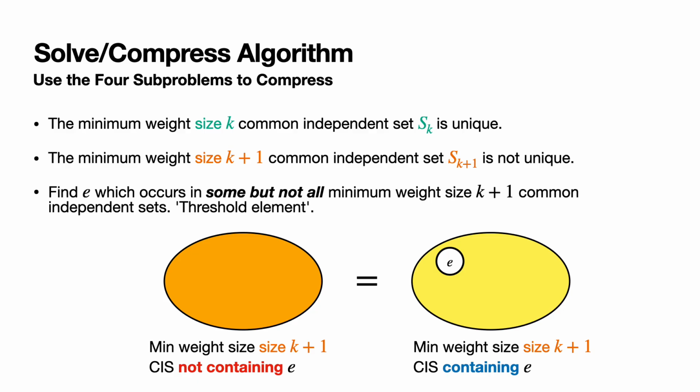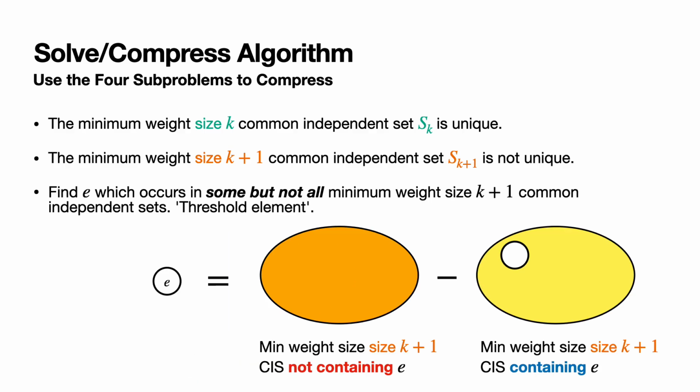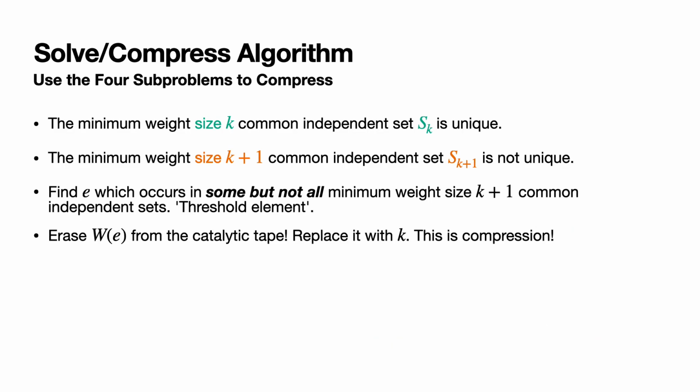Well, this equation here gives us a good idea of how we can compress the tape, right? Because we can write the weight of E as the difference between this orange set and this yellow set, right? The weight of the orange set and the weight of the yellow set. Okay? And that's the idea. We simply erase the weight of E from the catalytic tape and replace it with K. Now K is from 1 to n, so it only takes log n bits, whereas the weight of E could be up to n to the 10, let's say, so it takes 10 log n bits, right? So by replacing the weight with K, we save like 9 log n bits. And really all we need is that we save at least one bit. So this is compression. Okay, what about decompression?